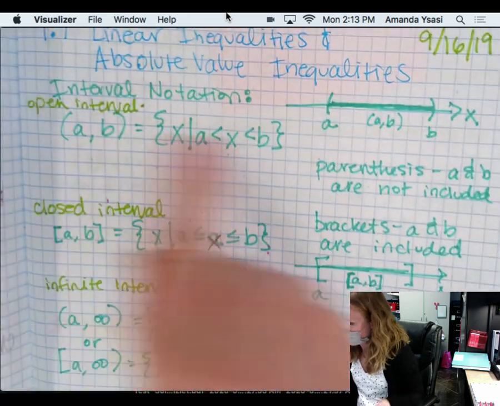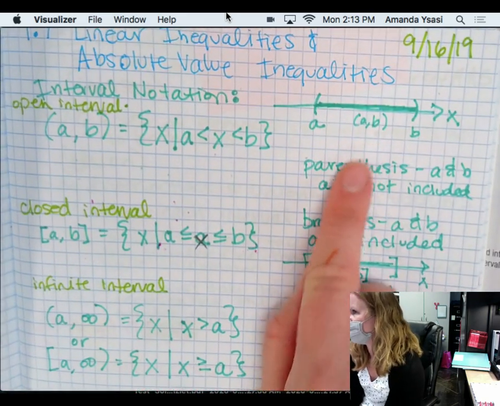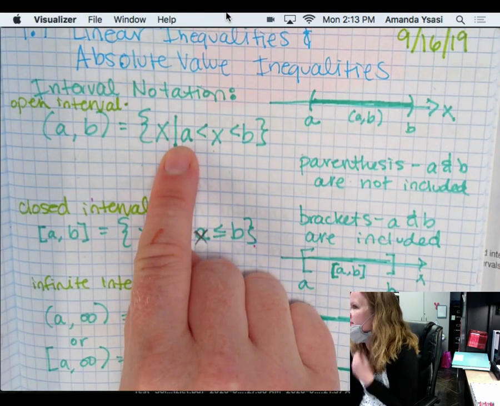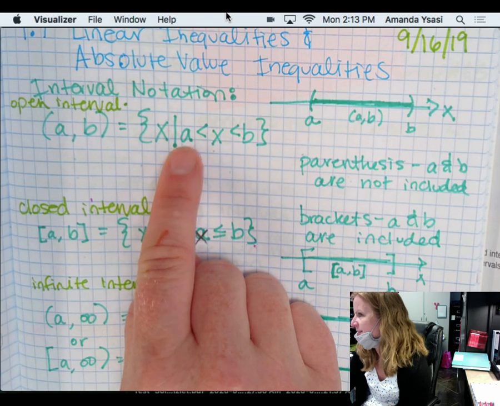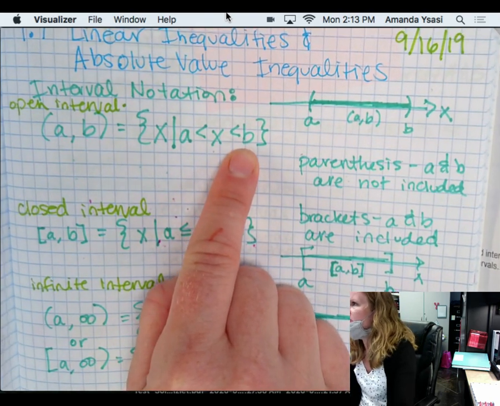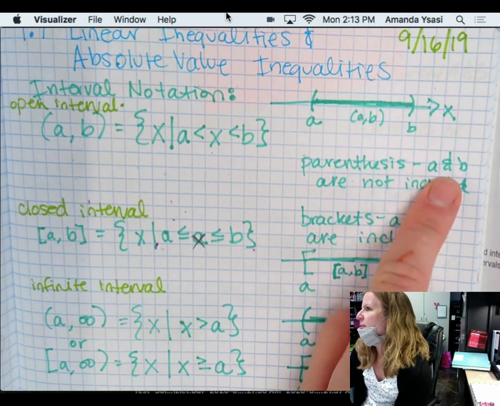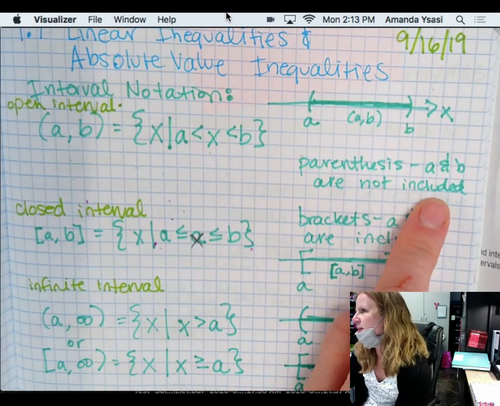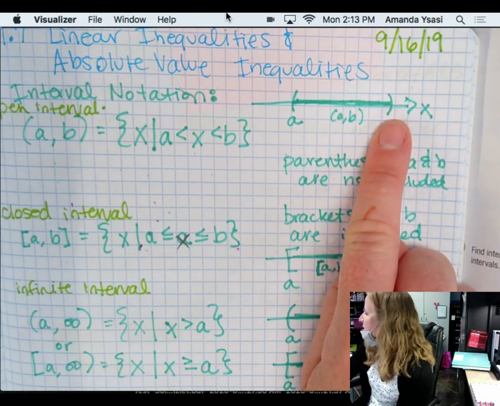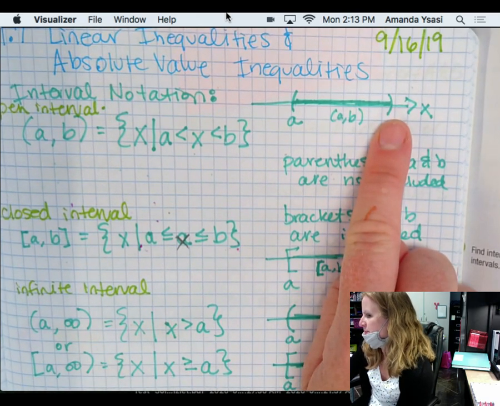So interval notation between A and B, where it's a set of A, and then this line right here means such that A is less than X is less than B. So parentheses means A and B are not included. So we could have it as parentheses, or we can have it as open and closed circles.